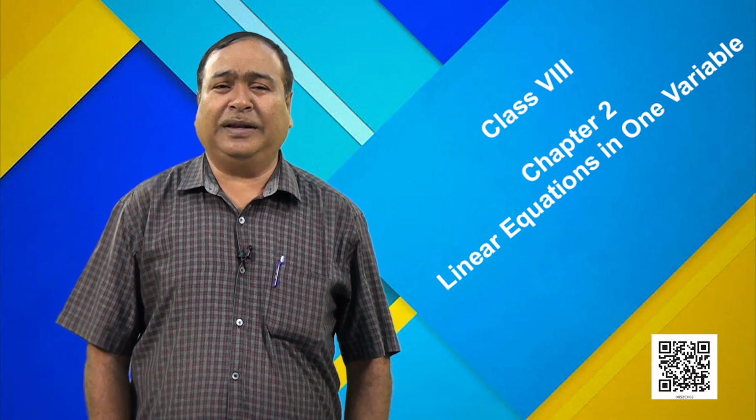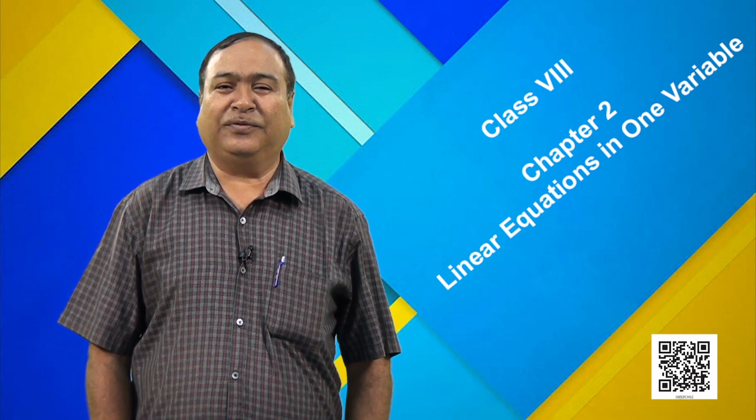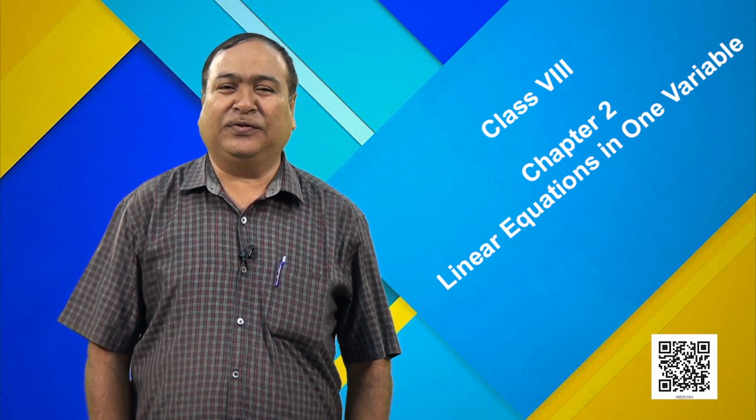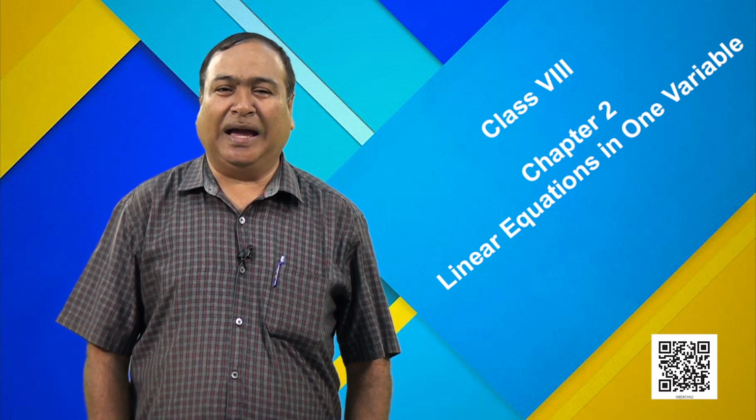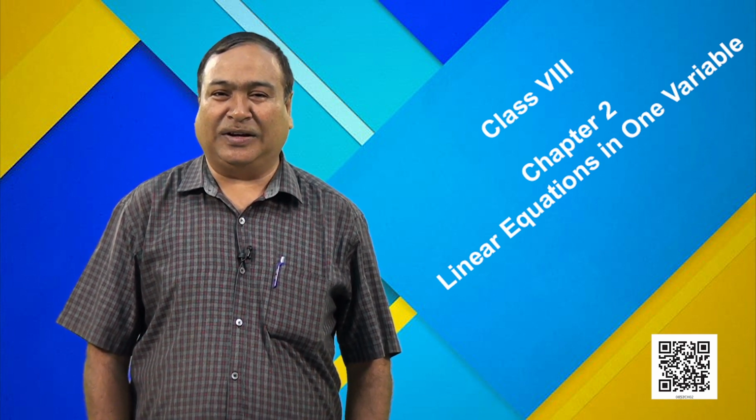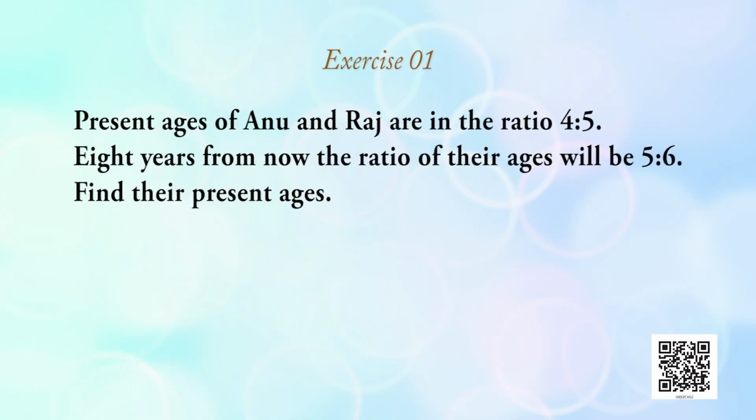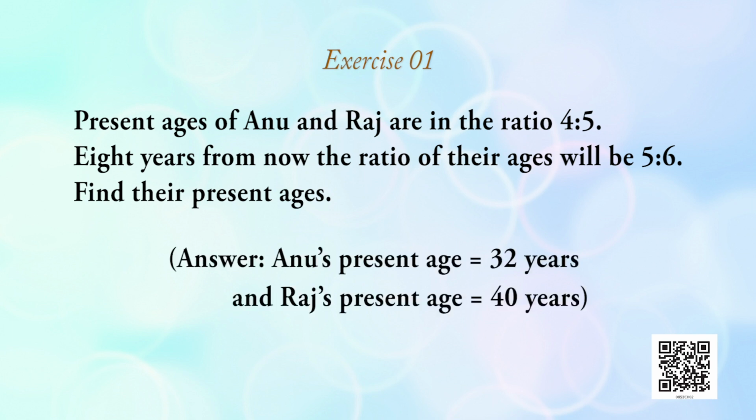Students, in a similar way, I would like to give some problems for you as an exercise. For your reference, I am giving the answers also. Please try to follow and solve by observing the above methods. The problems are as follows. Problem 1. The present ages of Anu and Raj are in the ratio 4:5. 8 years from now, the ratio of their ages will be 5:6. Then find their present ages. Answer: Anu's present age is 32 years and Raj's present age is 40 years.